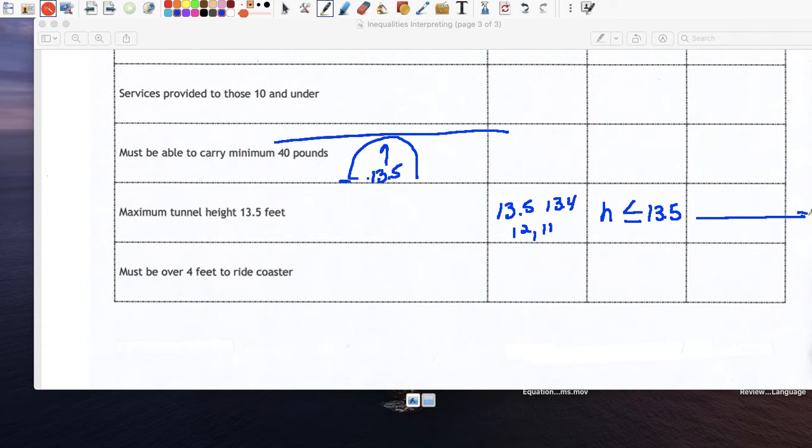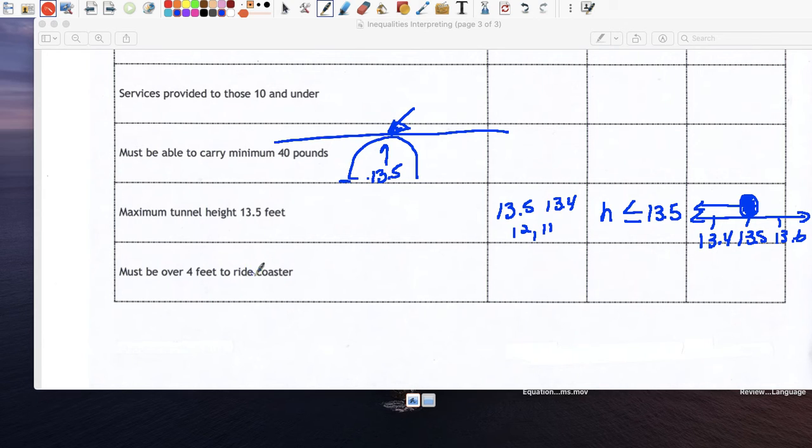So let's draw a number line. This is 13.5, this is 13.6, 13.4. So if your truck or the car or whatever you're driving is 13.5, you can go in the tunnel. And if you're less, you're going to drive through. So if you're higher than 13.5, you're gonna hit the top, and it's gonna create an accident.